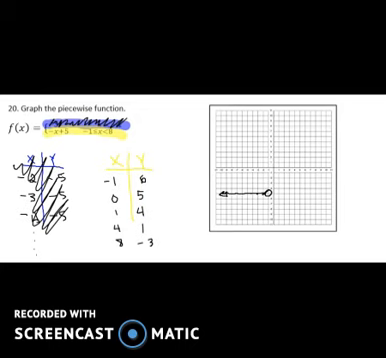Let's plot these points here. When x is -1, y is 6. When x is 0, y is 5. When x is 1, y is 4. And then 4, 1. And then 8, -3. Well, you know what? At this point here, we don't include that. I'm going to have an open circle there to show that we're not including that point.